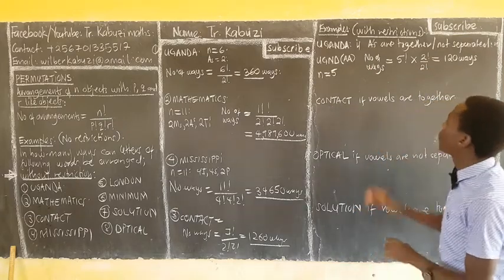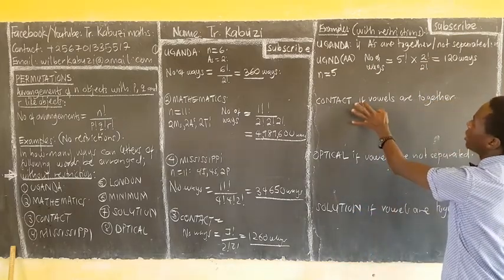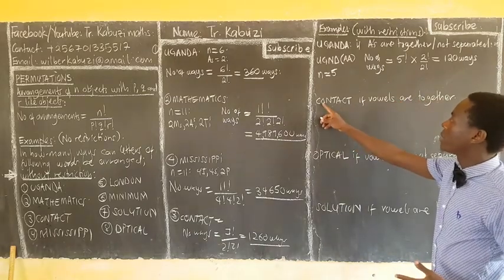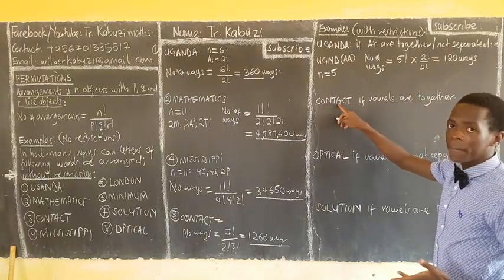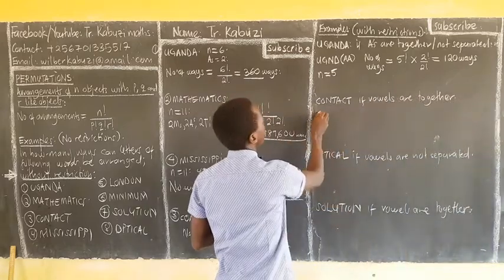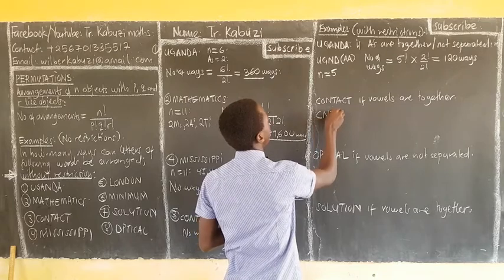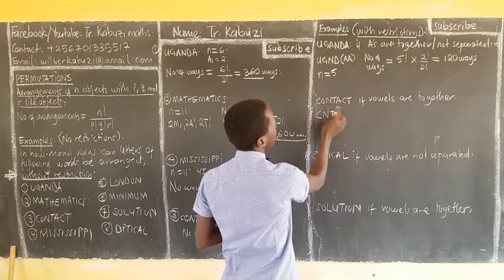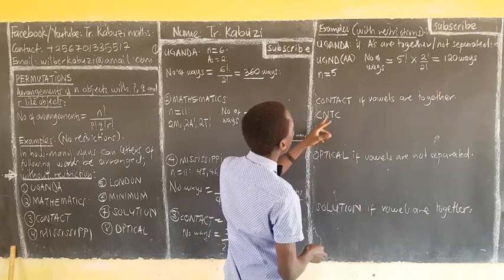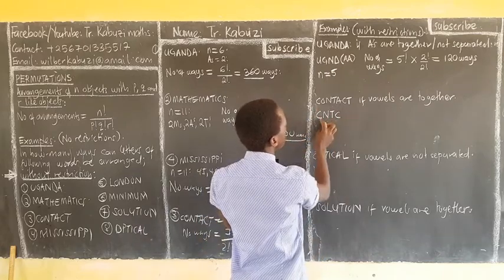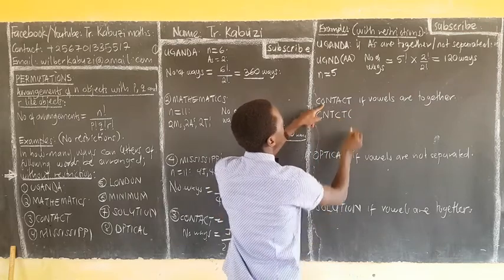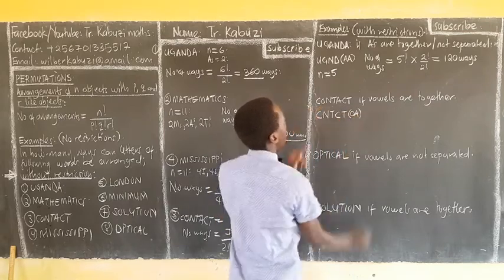When you come to the word contact, I tell you that vowels are together. In this word, the vowels are O and A. We know what vowels are. So, to write it again, you have now C, N, T, C. Then, these vowels together. I have C, N, T, then C, N, T, then the other T. Then the vowels are O and A.